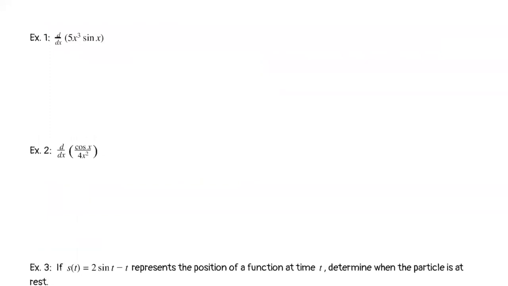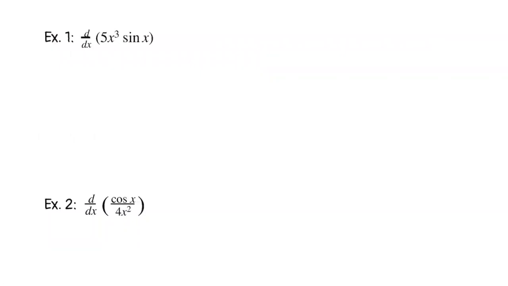Okay. So example 1 says d dx of 5x cubed sine x. And before we do anything else, one habit I would love for us to get into is determining which rule or rules we're going to need to use. Okay, because now we're going to be looking at a lot of different combinations of rules. And so we want to make sure we list them all out and we know how to set up a problem. Okay, so who's got a guess? What rule might we want to start with here?